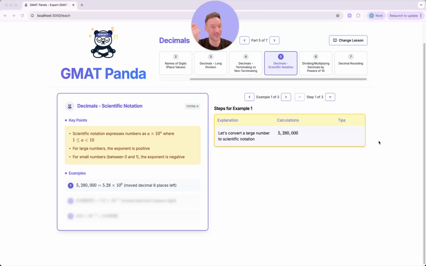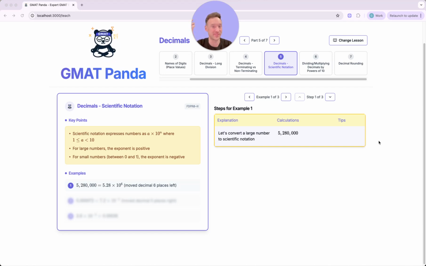Next concept is what's called the scientific notation. So you're probably wondering, well, why do I need to know that? I'm not trying to be a scientist. I'm trying to take the GMAT and maybe go to business school afterwards. What's the point? And you'd probably be right.